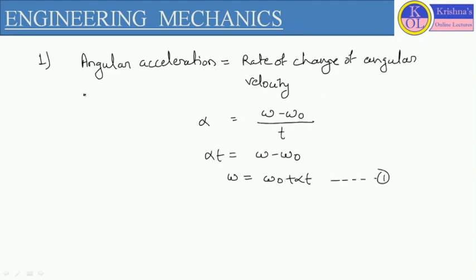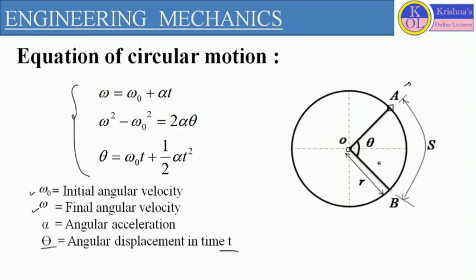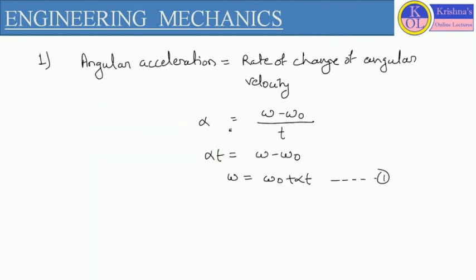For the first equation, we are using this relation. We know angular acceleration is defined as change in angular velocity with respect to time, that is, the rate of change of angular velocity. Here we are considering this change in velocity with respect to a particular time period, from initial position to final position. Angular acceleration is denoted by alpha, and it will be final angular velocity minus initial angular velocity divided by time period.